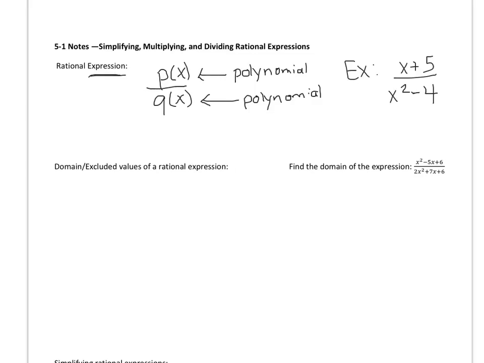When we're looking for the domain of a rational expression, we know that when we have fractions, we cannot divide by 0. So when we're looking for the domain or any excluded values, we want to look at what makes the denominator 0, and those would be values that are not included in our domain.